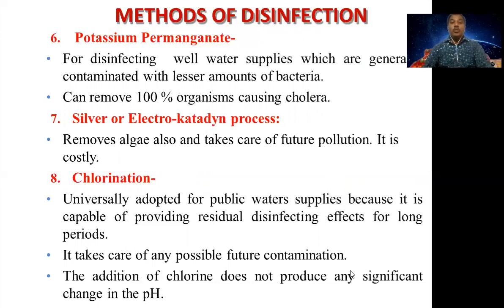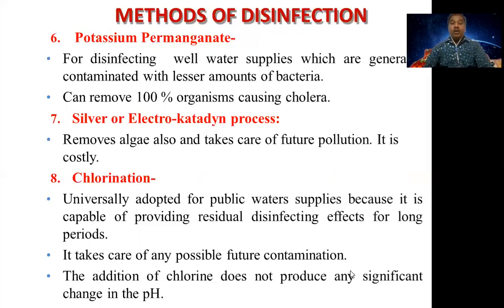Number six is the potassium permanganate method. For disinfecting well water supplies which are generally contaminated with a lesser amount of bacteria, it can remove 100% of organisms causing cholera. Seventh is the silver or electrocatadyn process. It removes algae also and takes care of future pollution. It is a very costly process.